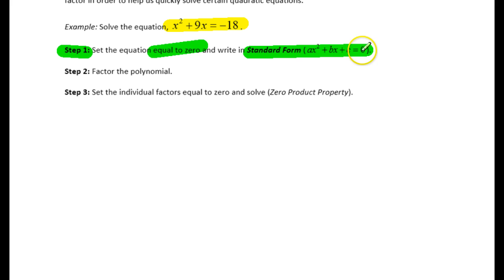Okay, so that's the first thing. It's got to be organized like this. Step 2, you're going to factor it. In step 3, set the individual factors equal to 0 and solve. This is going to be similar to what you saw in the first chapter. You'll know what I mean in a minute.